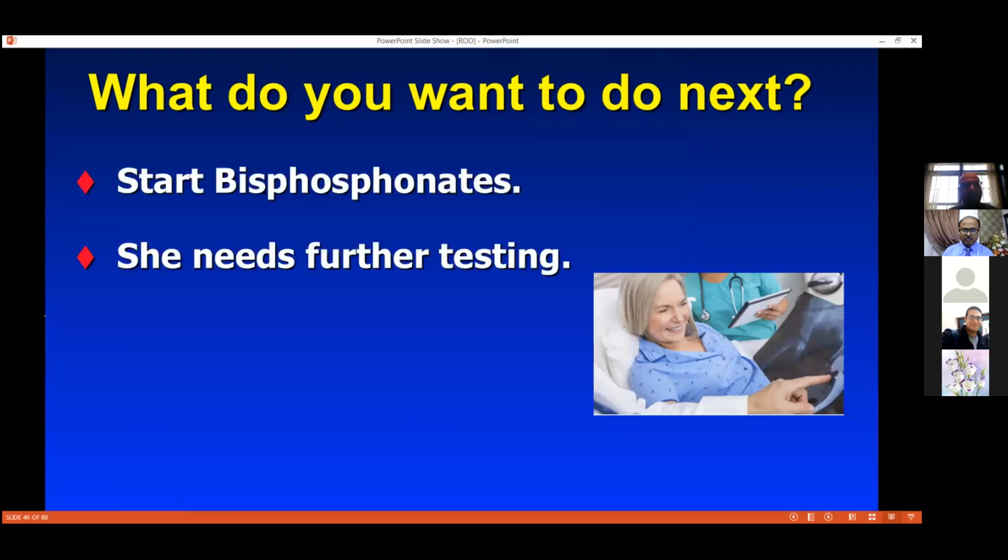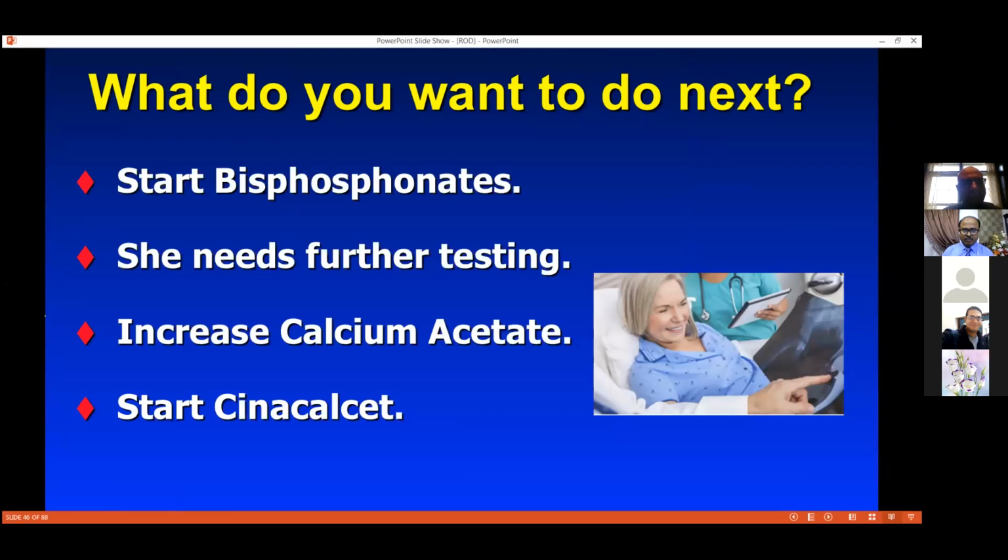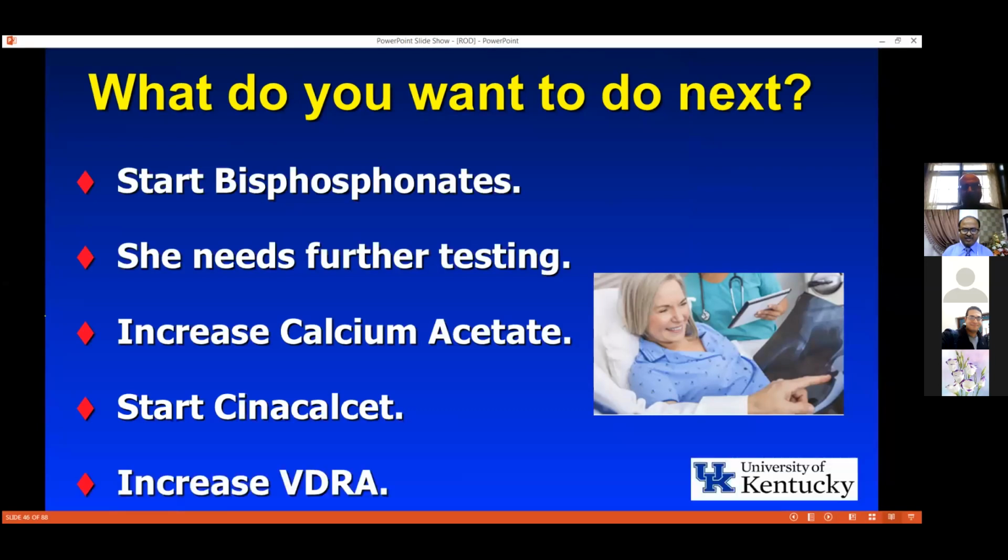Let's do some interactive discussion here, because I hate to talk too much and I get tired. I want you to help me choose the next step for this patient. She has a bone quality problem rather than a bone quantity problem. She has normal BMD and low TBS. Do you want to start bisphosphonates? Do you want to do further testing? Do you want to increase her calcium acetate, or start her on calcimimetics, or increase her Hectorol, the vitamin D receptor agonist?